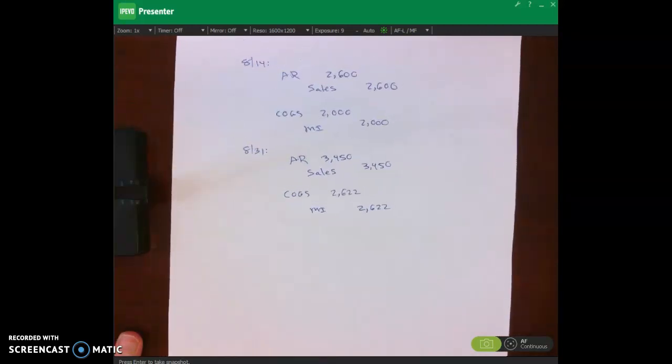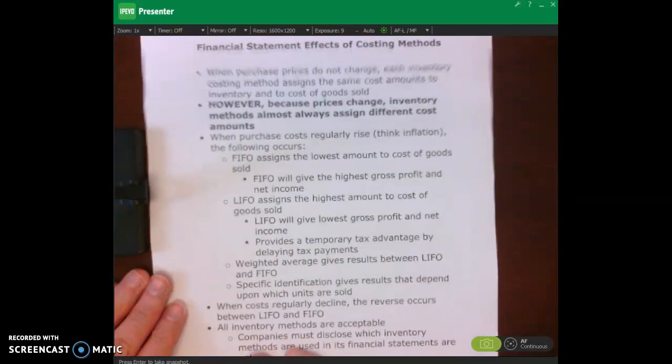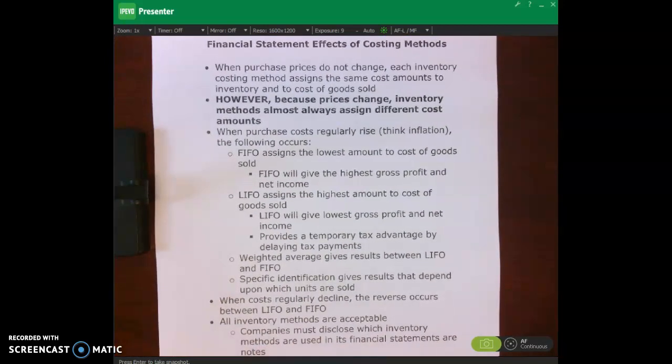Let's take a look at financial statement effects of the different costing methods, okay? So if the purchase prices don't change, which isn't very realistic, but let's assume that they didn't change, then each inventory costing method would give the same amount to cost of goods sold and ending inventory. But prices do change. Why do prices change? Well, think inflation. Think that you have different suppliers, and maybe those suppliers change their prices.